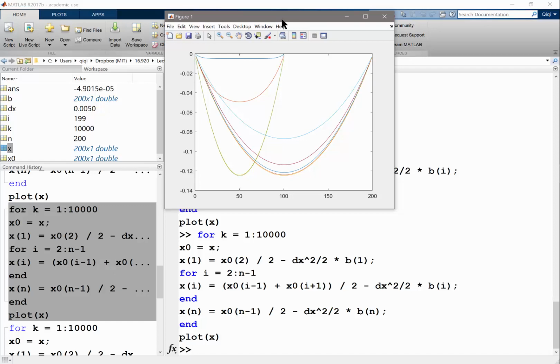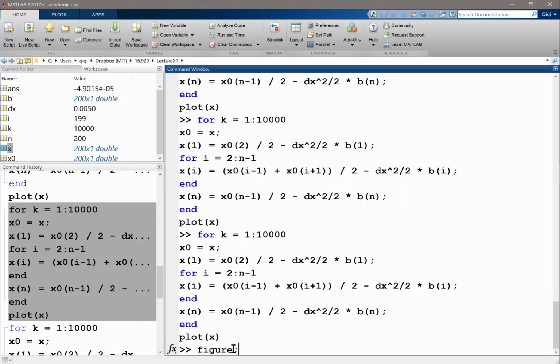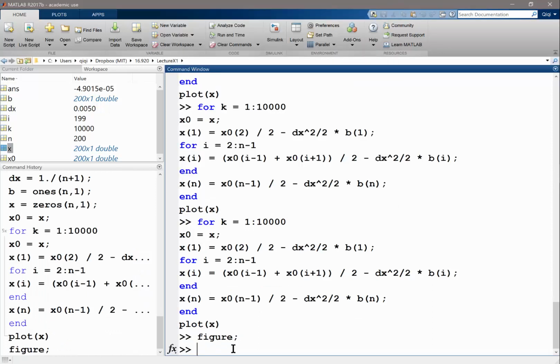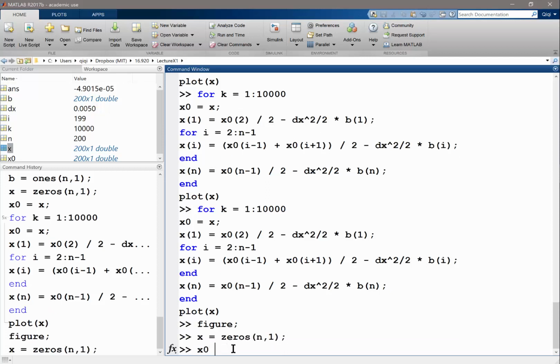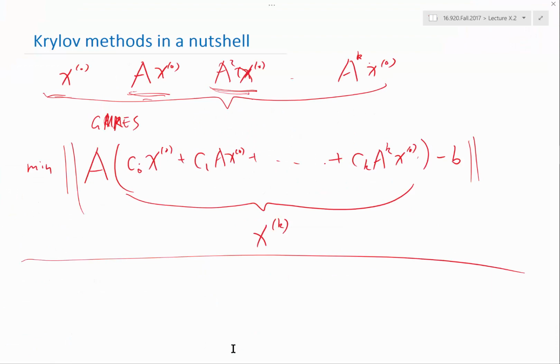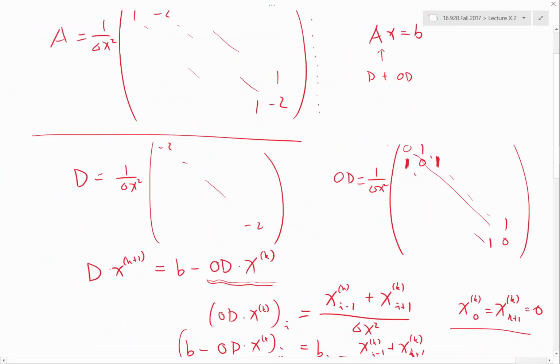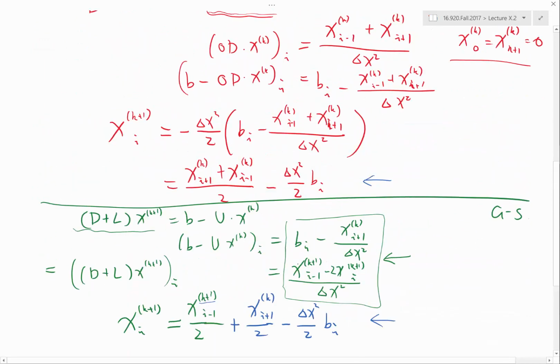So now let's take a look at what happens for Gauss Seidel. Let's make another figure, and I want to do the same thing for Gauss Seidel. So let's set x equal to zeros again. For Gauss Seidel, let's again take just the one iteration. So that one iteration is this, right?